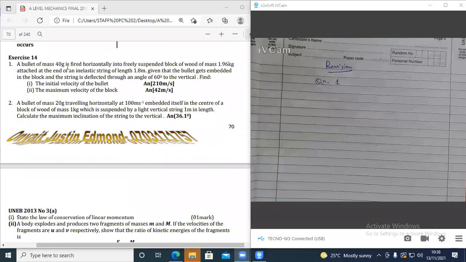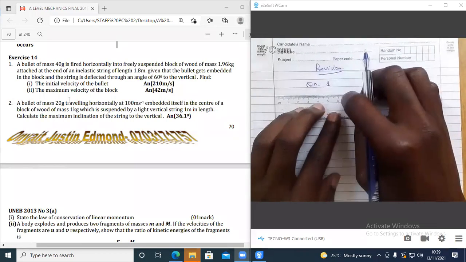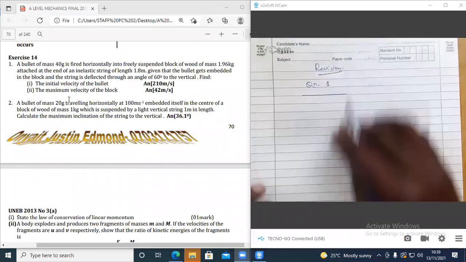A bullet of mass 40 grams is fired horizontally into a freely suspended block of wood of mass 1.96 kilograms attached at the end of an inelastic string of length 1.8 meters. Given that the bullet gets embedded into the block and the string is deflected through an angle of 60 degrees to the vertical, find the initial velocity of the bullet. So we have to give a sketch of that.